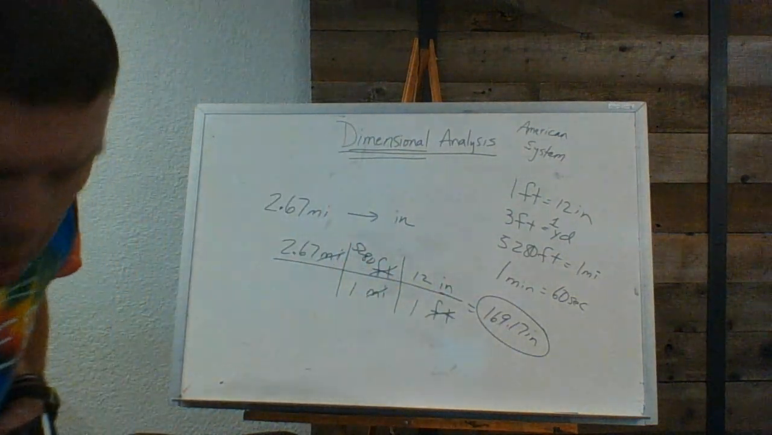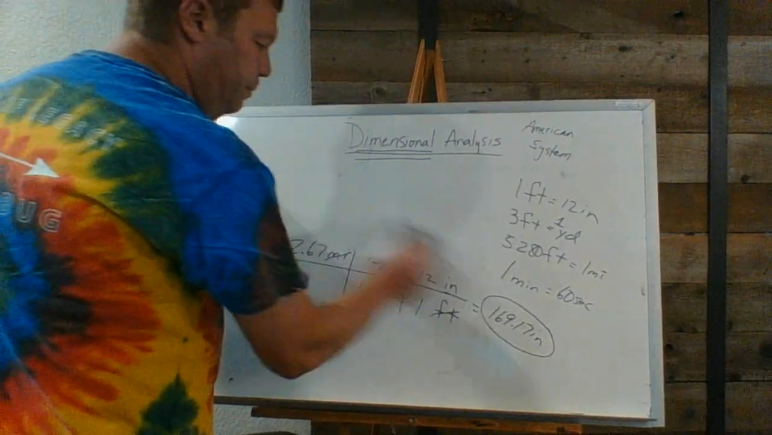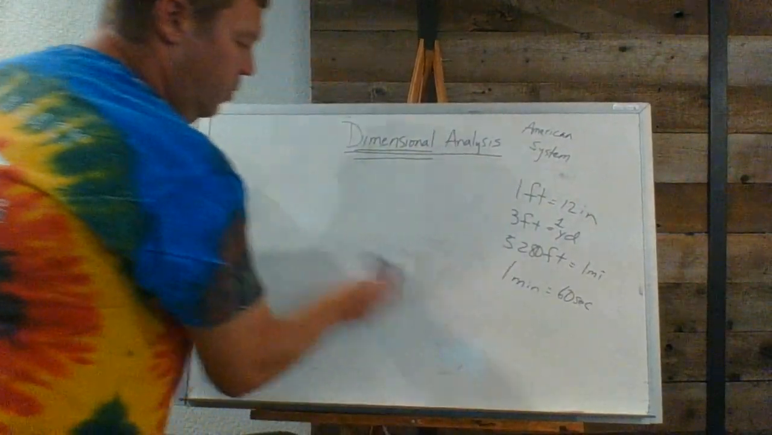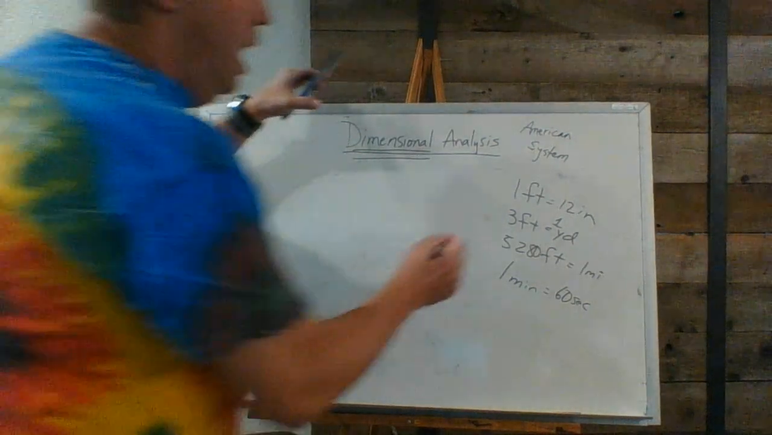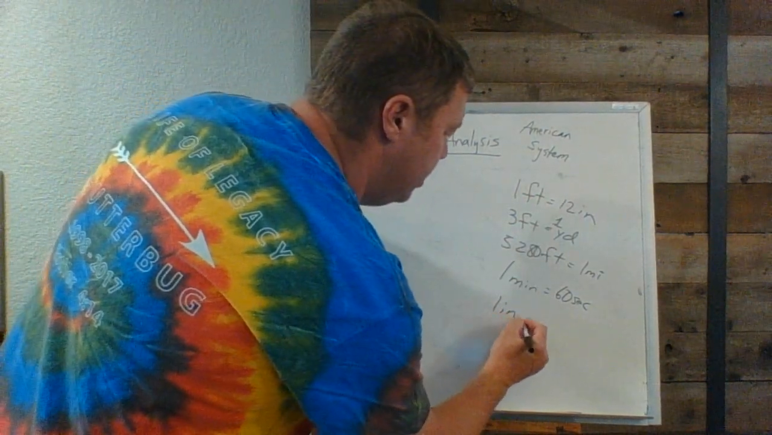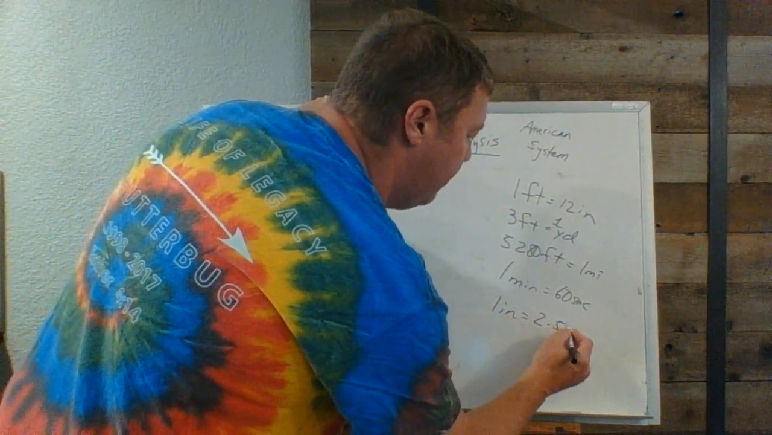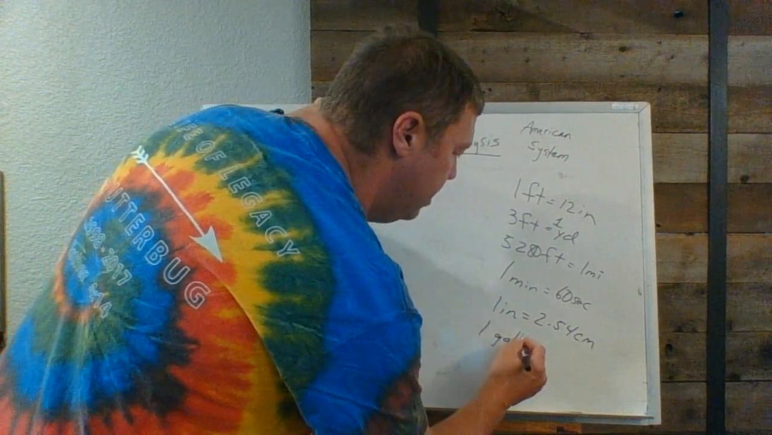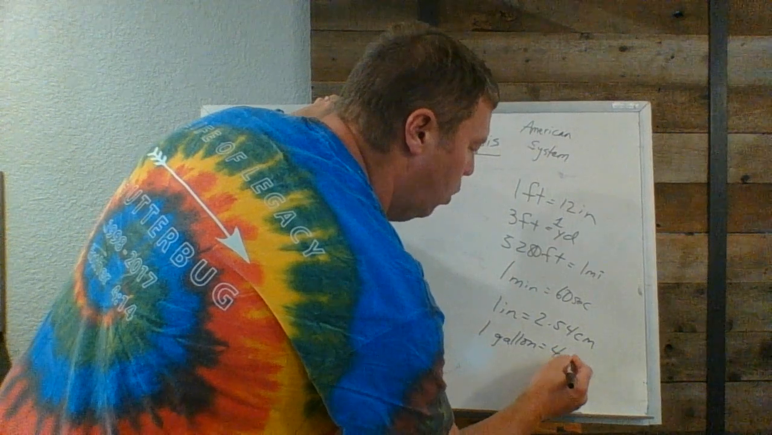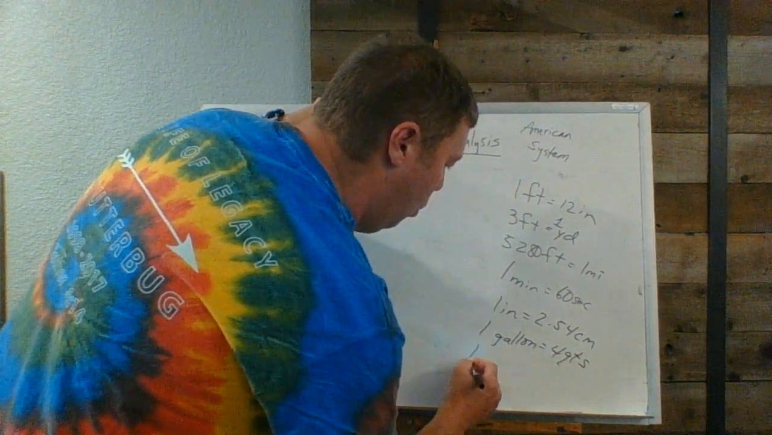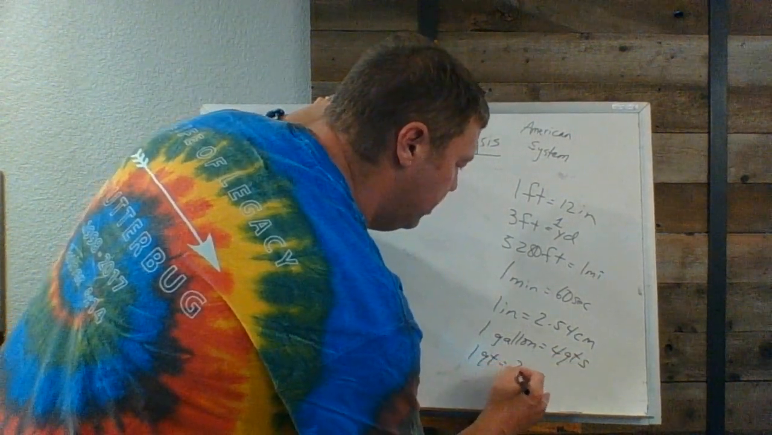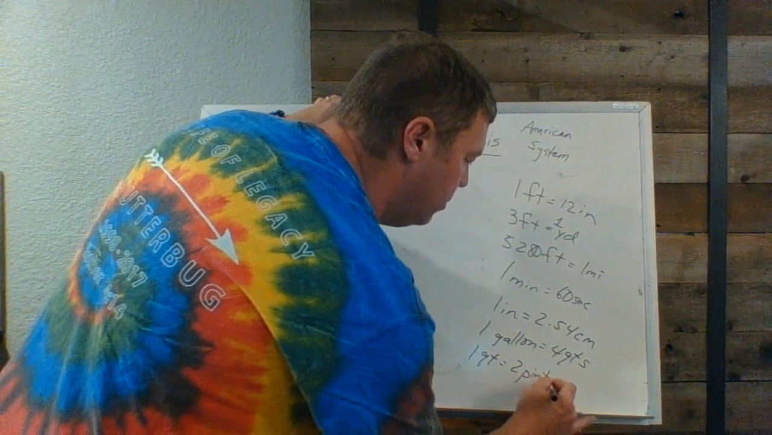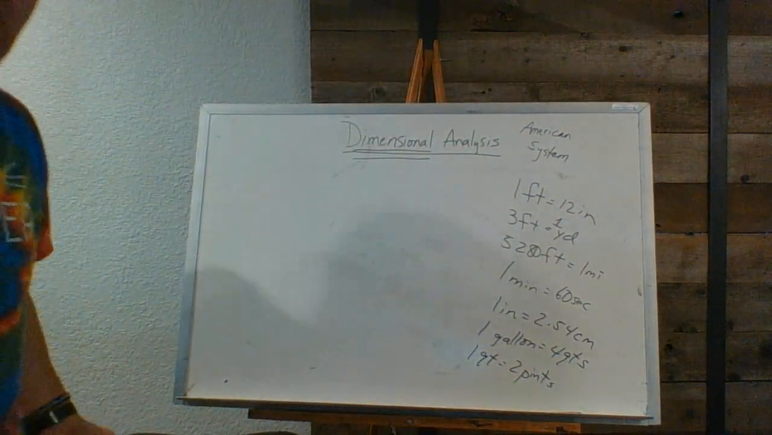Okay? So I'm going to do another one for you real quick. Okay? So 1 inch equals 2.54 centimeters. I'm going to give you that. 1 gallon is 4 quarts, and 1 quart is 2 pints. These are all different units used in the American system.